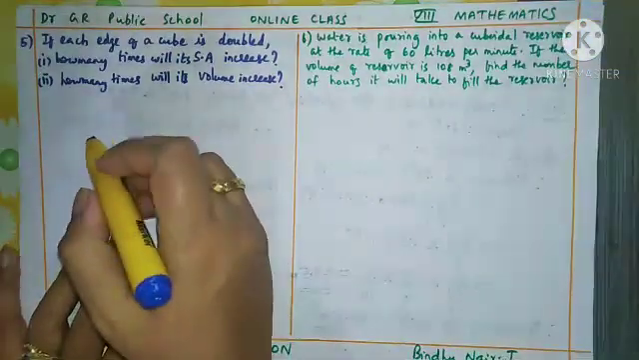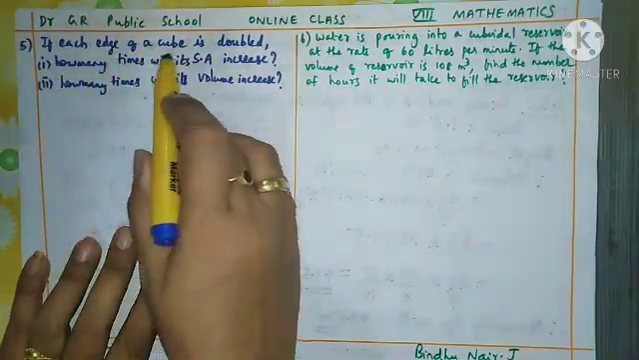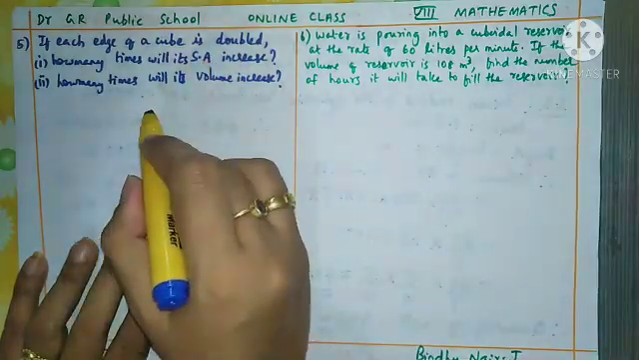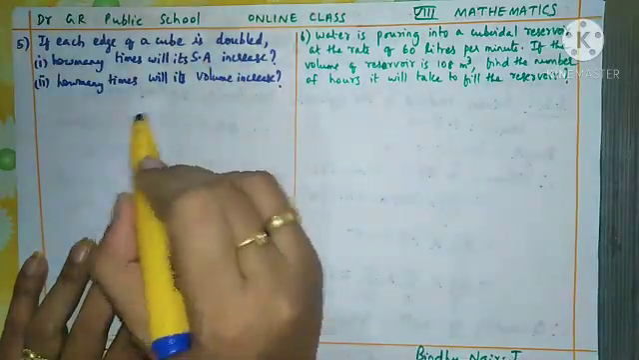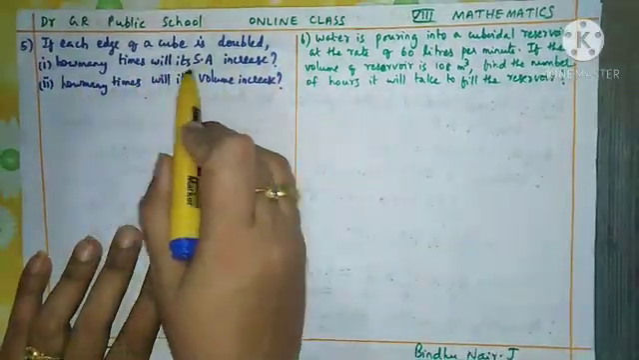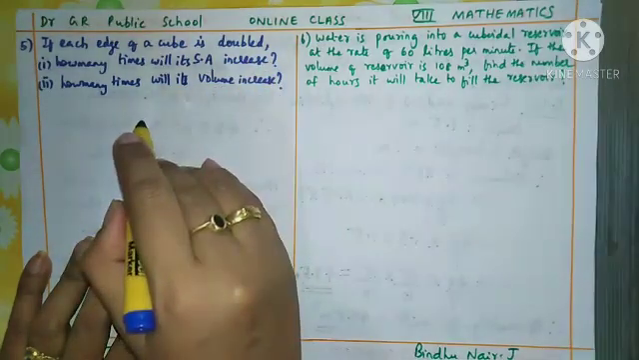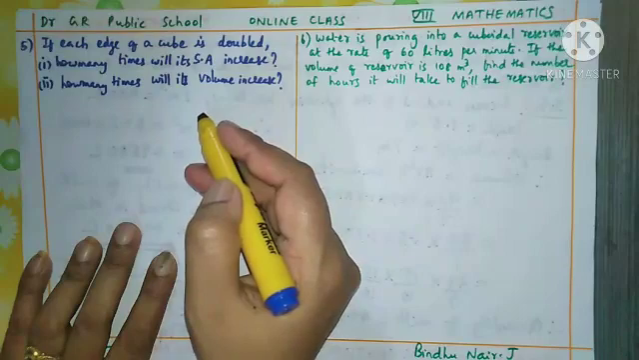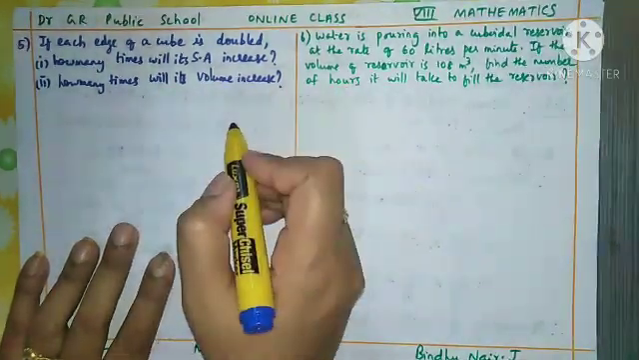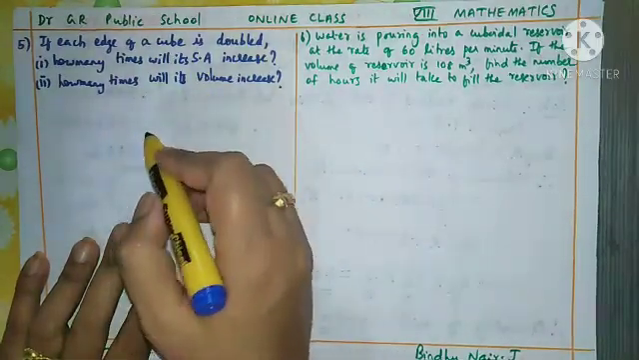Now come to this question, a very important question. If each edge of a cube is doubled, so a cube is there and each side is made double, how many times will its surface area increase? So when the side is doubled, what happens to the surface area? And how many times will its volume increase? What happens to the volume of the cube? So these two conditions are given here.